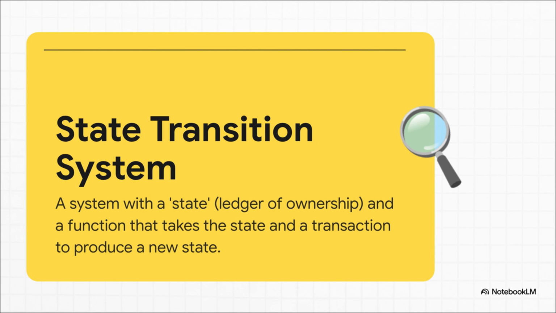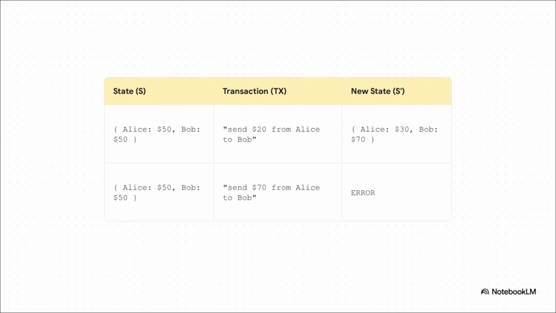Now, from a super technical point of view, the Bitcoin blockchain is what's known as a state transition system. That sounds way more complicated than it is, I promise. Just think of it like a giant shared spreadsheet. The state is just what the spreadsheet looks like right now. Who has what? A transaction is just a command that tells the system how to create the next version of that spreadsheet. That's it.